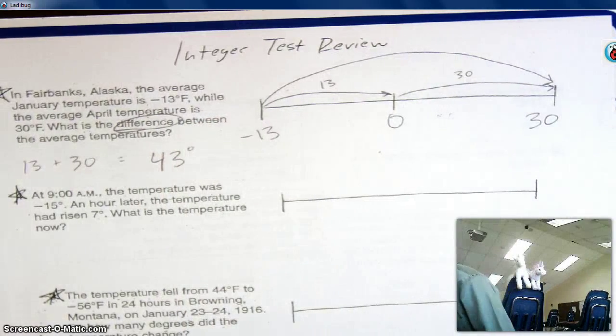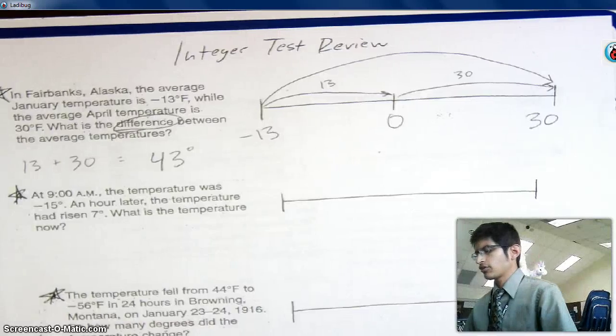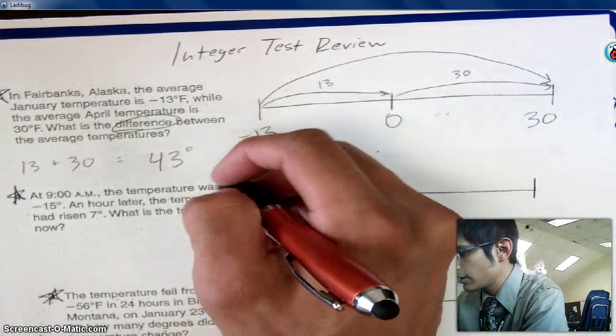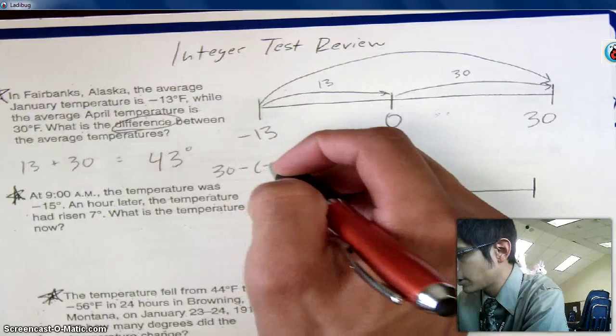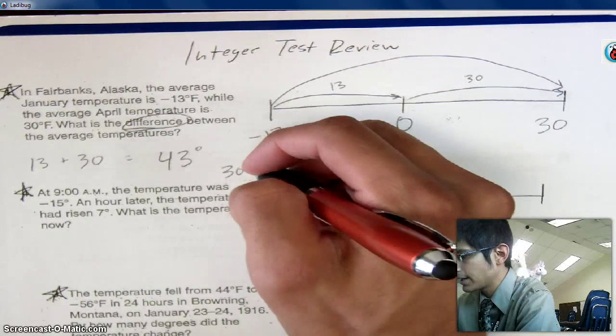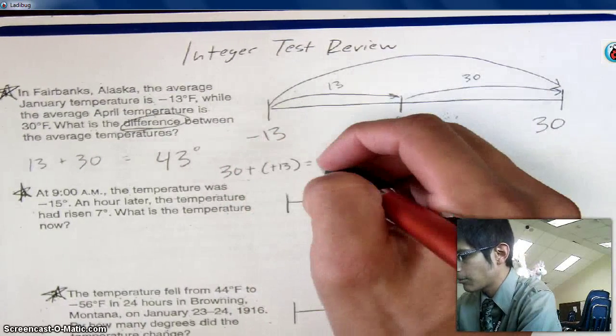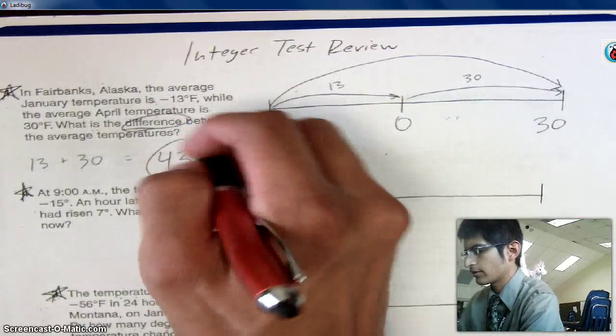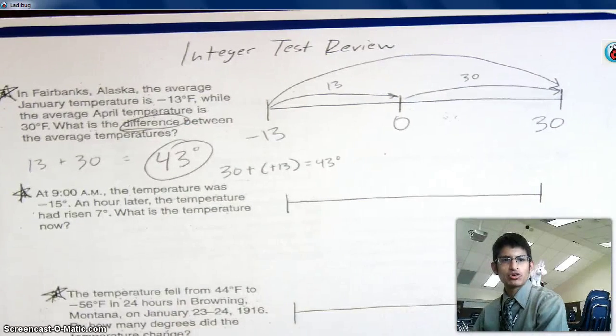Okay? Another way I can show that answer is if I did 30 minus negative 13. If you remember Mr. Dominguez's song, you put a line down and turn it around, you'll still get the same answer, 43 degrees.